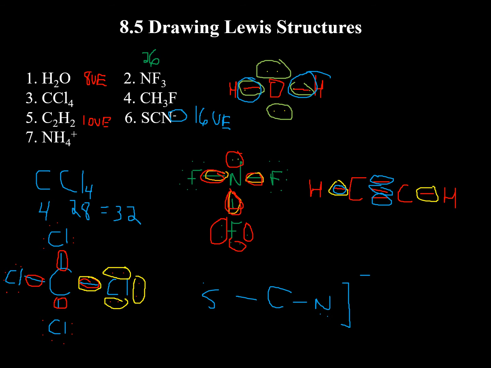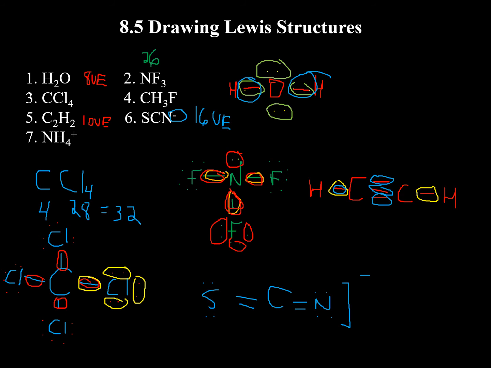Let's try again with a different approach. Let's try a double bond. So if we have double bonds between the left and right, you used up 8. We need to add 8 more. So we'll add the 8 here on the sulfur. So we used up 8, 9, 10, 11, 12, 13, 14, 15, 16 to complete on the nitrogen. And now if we look, each element has 8 valence electrons. So this is the correct Lewis structure for SCN-.